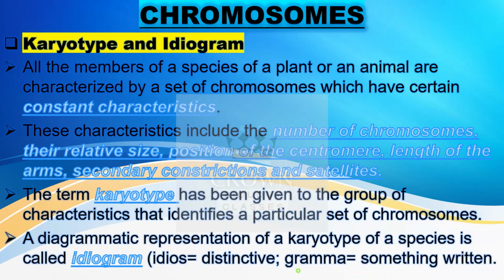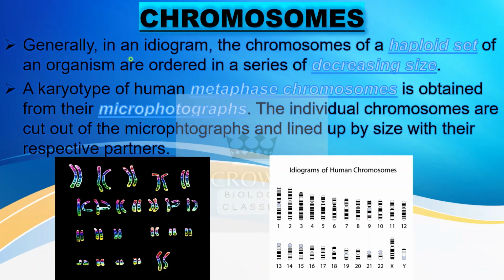So an ideogram is a diagrammatic representation of a karyotype showing all the morphological features. That means the properties related to external structure of the chromosomes, grouped on the basis of the position of the centromere, and these are ordered in a series of decreasing size. Or this ideogram can also be defined as a diagram or a photograph of chromosomes of a cell arranged in homologous pairs and in a numbered sequence.